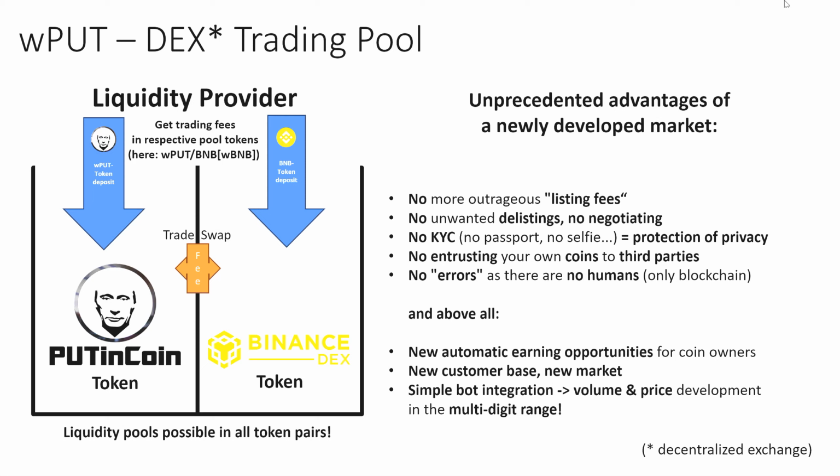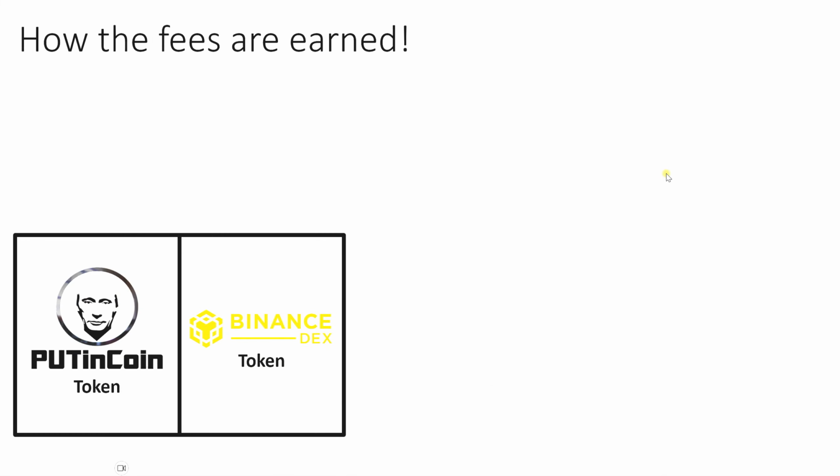Okay, so we were just talking about automatic earning opportunities. It's not very difficult and I can show it within one sheet. So let's go to the next step: how these fees are earned. That's the first question we need to ask ourselves.